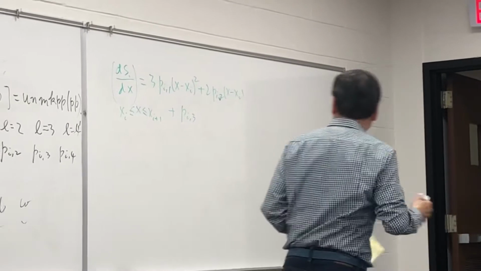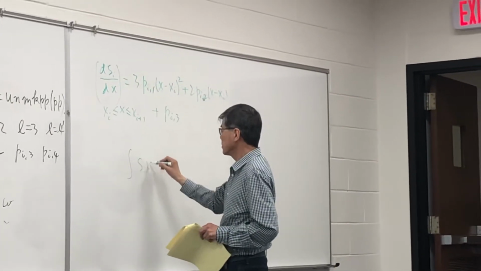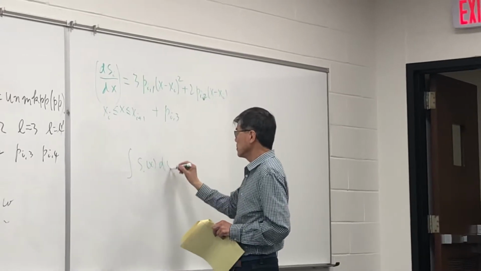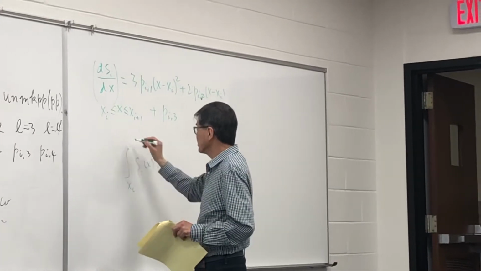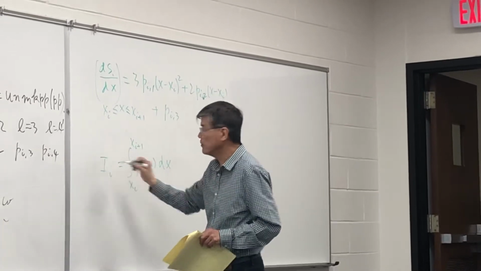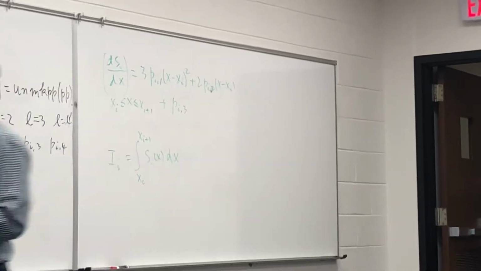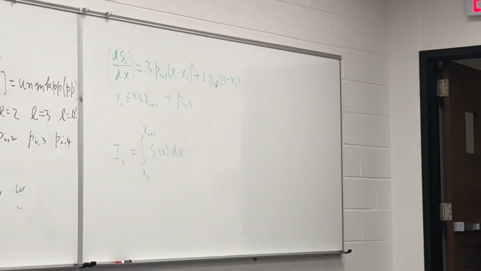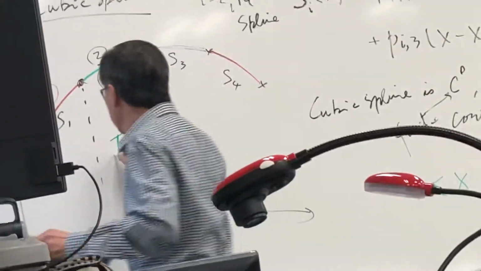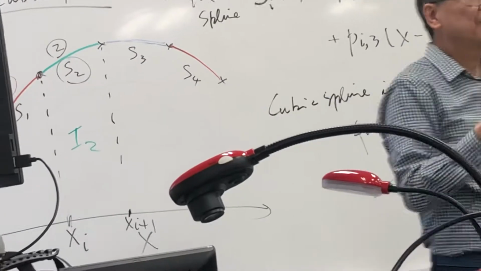Right? Integration, the same. That's your integration for the piece. That's the area under the green curve here. That's I2, right? I equal to 2. Make sense?